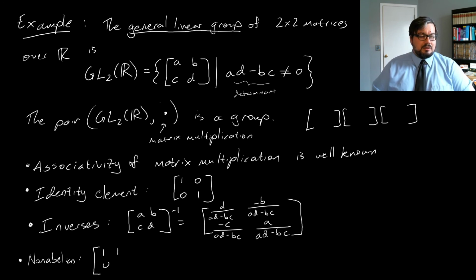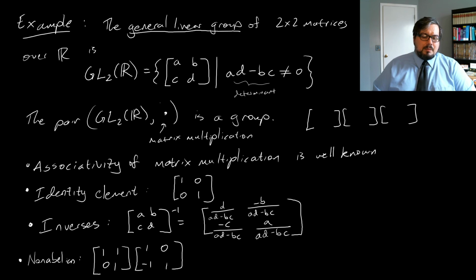So we can look at the elements 1, 1, 0, 1 and 1, 0, negative 1, 1. Both of these matrices have determinant equal to 1, and so they belong to our group.